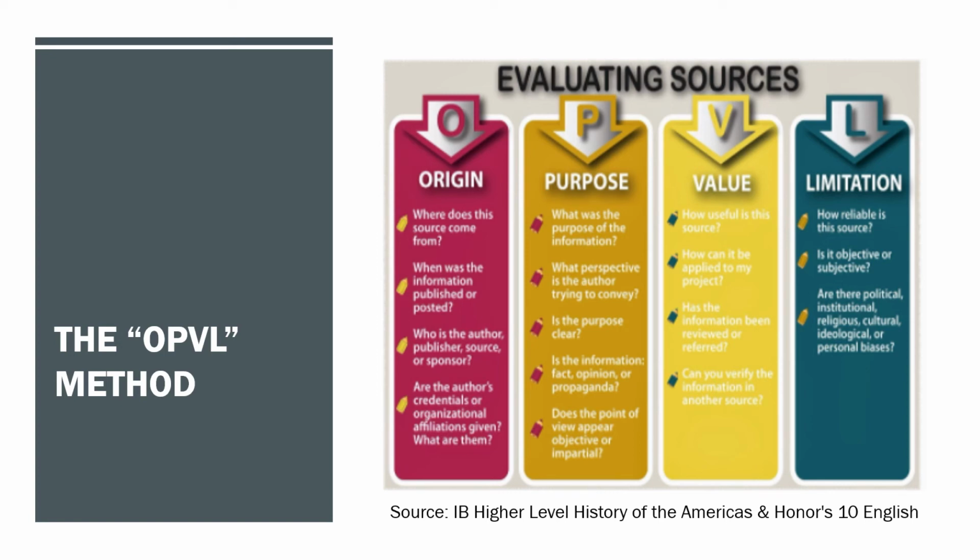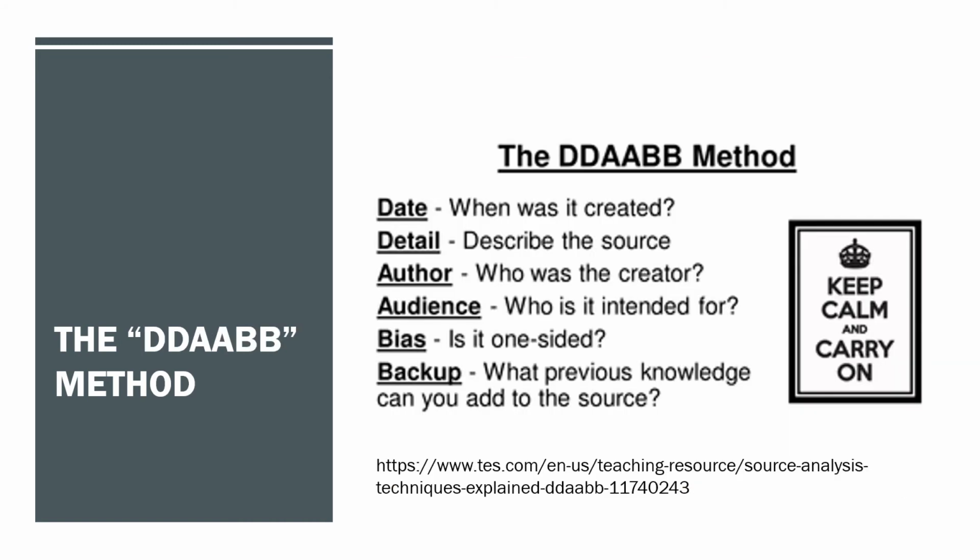In terms of origin, it is the origin of the source itself. When we look at the purpose, it is the purpose for which the source has been written. When we look at the value, it is how valuable the source is in order to analyze the topic that we're covering. And when we look at the limitations, it's the limitations of the source, whether political or reliable sources, primary, secondary, objective, subjective. So this is probably the one that everybody knows. That's a very straightforward method.